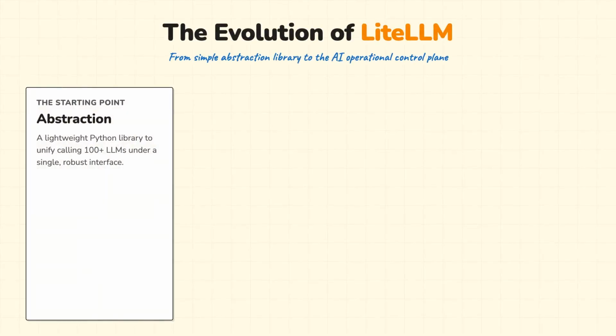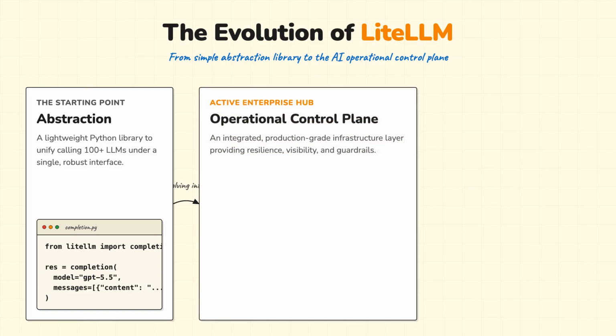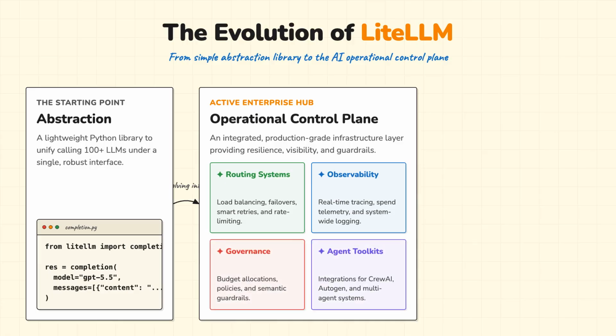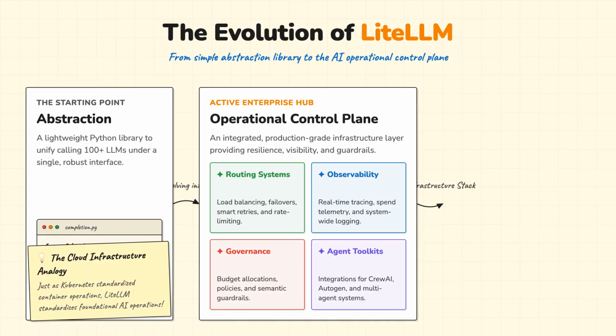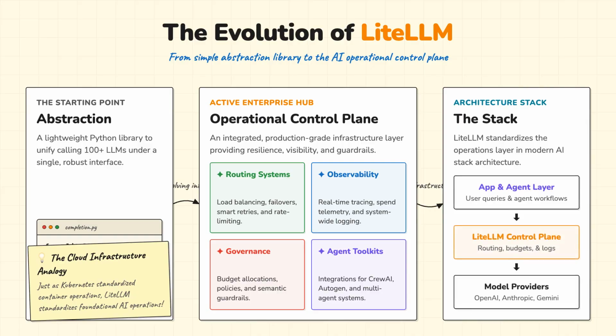SDK wrapper. Over time, LiteLLM evolved far beyond its original purpose. What started as a lightweight abstraction library is becoming something much larger, an operational control plane for AI systems. Today, LiteLLM includes routing systems, observability tools, governance controls, and integrations with emerging agent ecosystems. This mirrors how cloud infrastructure evolved years earlier. As AI systems grow more complex, infrastructure layers naturally emerge around them.